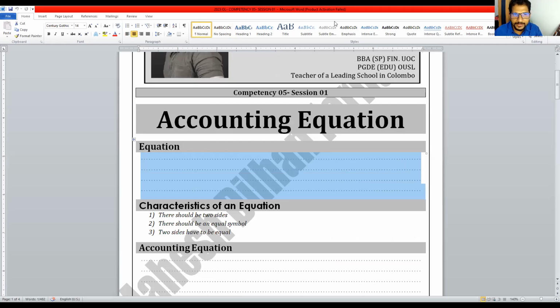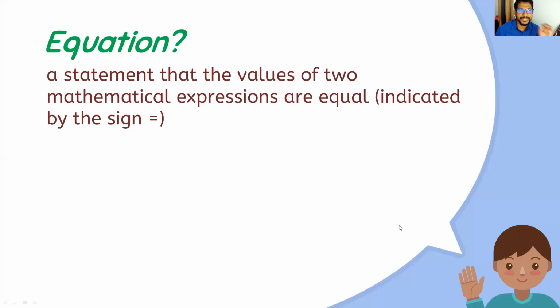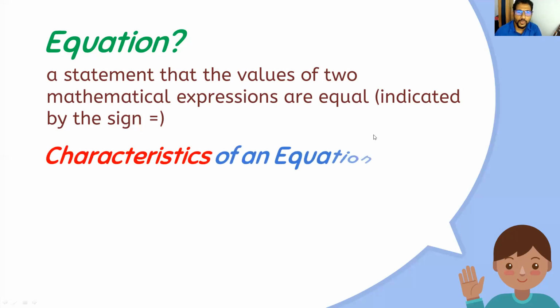Now what does it say? It tells you it is a statement that the values of two mathematical expressions are equal, indicated by the equal sign. Then, what are the characteristics of an equation?